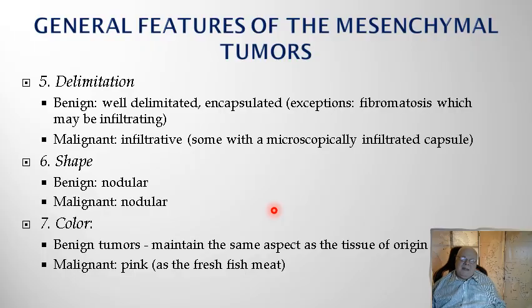Otherwise, well delimited when they are benign, infiltrative when they are malignant, again respecting the general rules, they are nodular in both situations, benign and malignant, because they are growing in the deep, not on the surfaces. The color is the same as the tissue of origin, and the consistency too, for the benign tumor. But the malignant ones, the sarcomas, are all pinkish in color, looking very much alike with fresh fish meat.